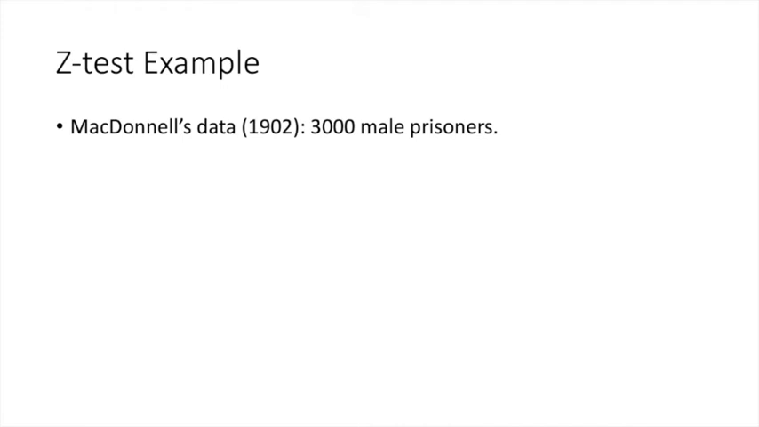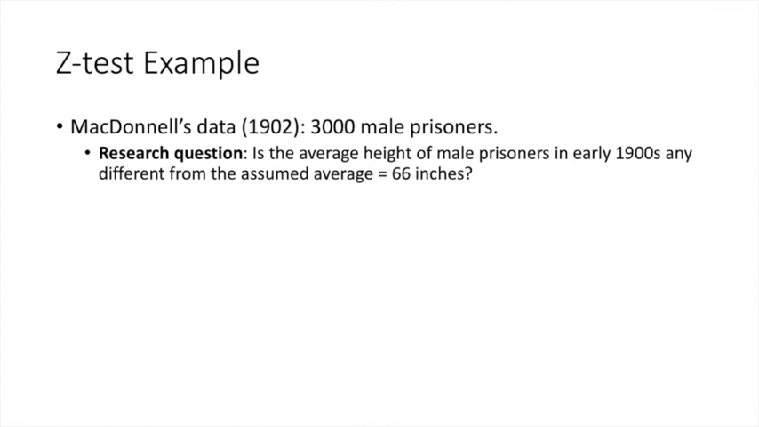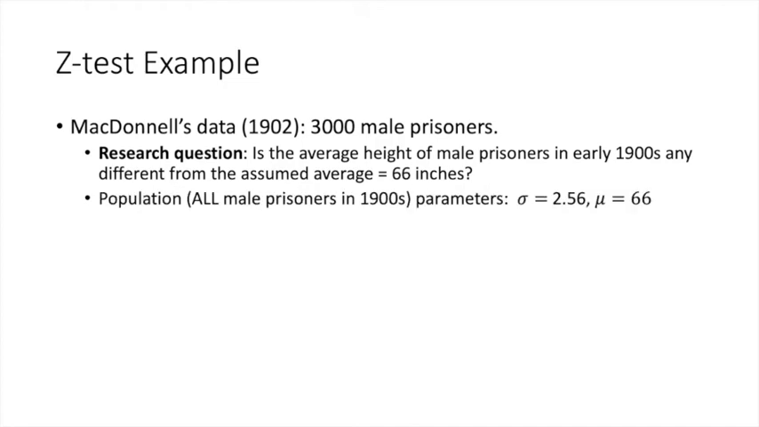So here's an example of the use of the z-test. The data comes from a study in 1902 about 3,000 male prisoners. The research question is if the mean height of the male prisoners is different from the assumed average of 66 inches. The population here corresponded to all the male prisoners at that time, and the standard deviation and the assumed population mean are given on screen. A sample of 3,000 heights was collected, and the mean value in this sample was slightly less than 66 inches.